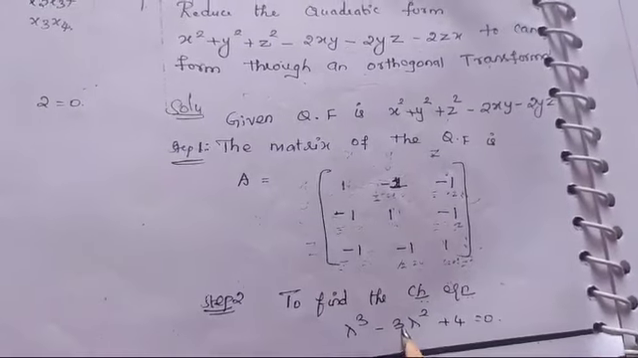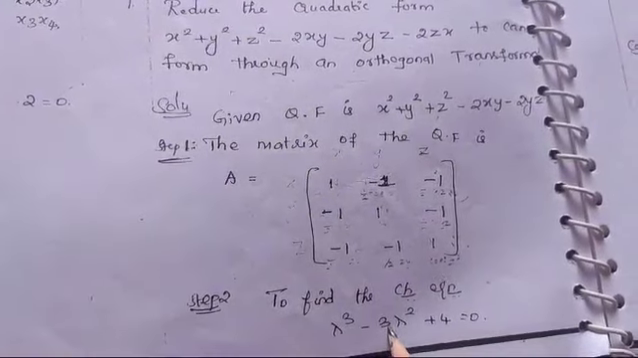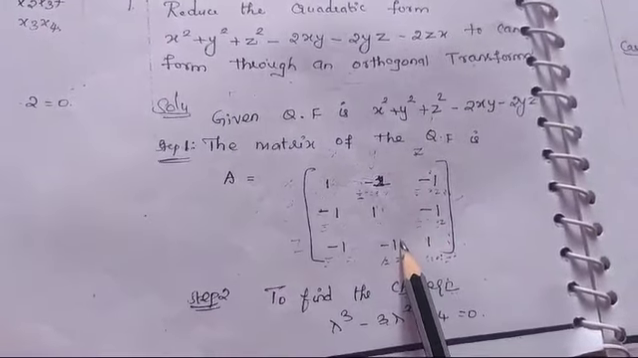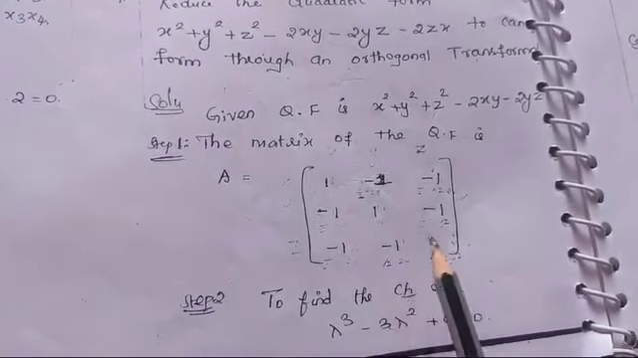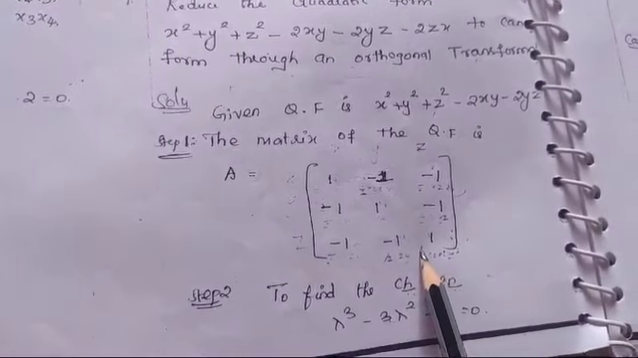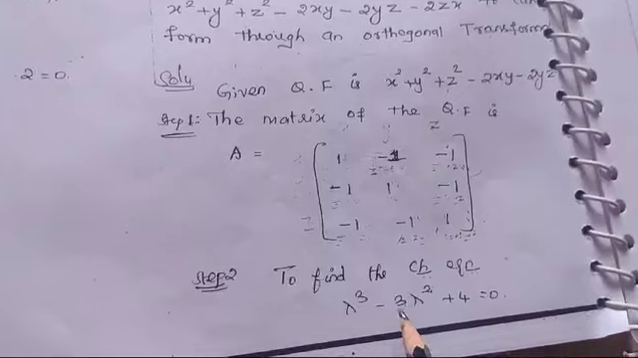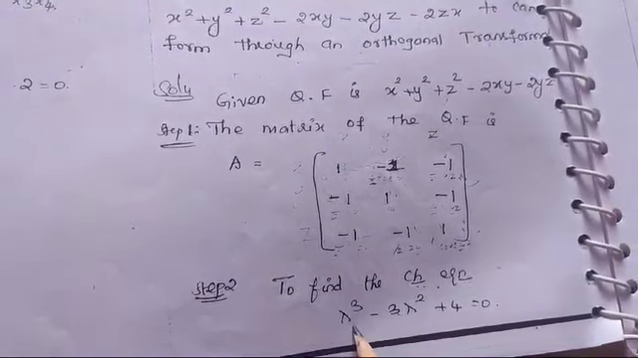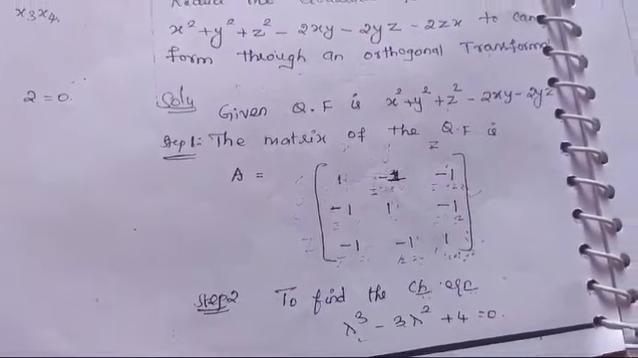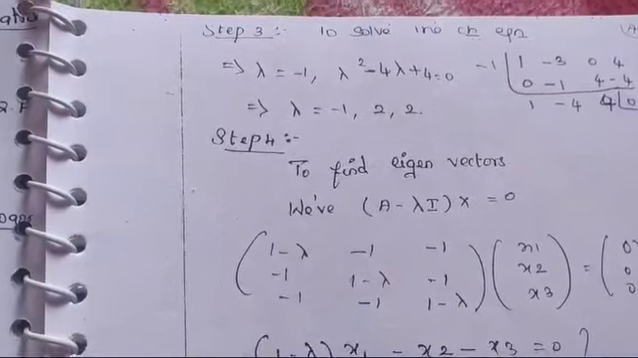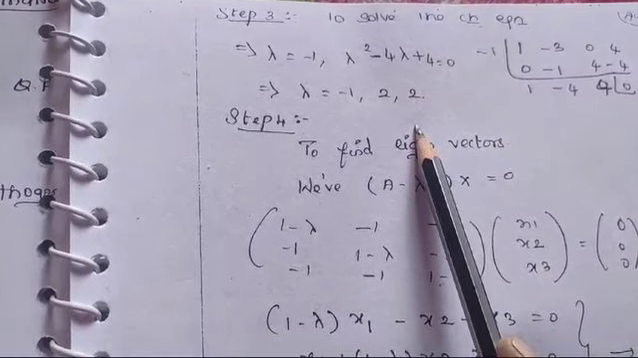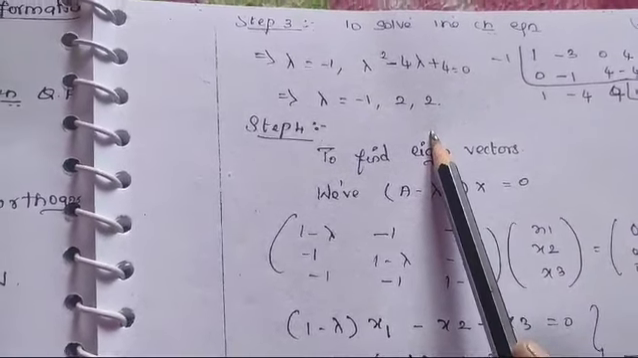After that you have to find the characteristic equation. For finding the characteristic equation, we have to find the value of S1 from the matrix A, where S1 is the sum of the main diagonal elements, S2 is the sum of the minors of the main diagonal elements, and S3 is the determinant of A. From this, we find that the characteristic equation is lambda cube minus 3 lambda square plus 4 equal to 0. The next step is to find the characteristic roots. Solving this characteristic equation, we find the roots as minus 1, 2, 2.